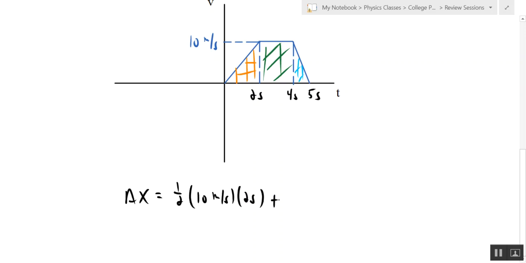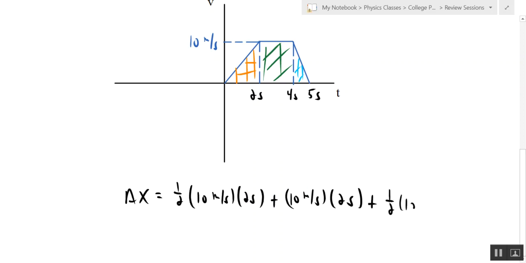And then for 2 to 4 seconds, it's a rectangle. The area of a rectangle is just the length times the width, or the height times the base. So it's 10 meters per second times 2, right? Because the width is 2 to 4, so it's 2 seconds. So from 2 to 4 seconds, it goes 20 meters. So from 0 to 4, it goes 20 meters plus 10 meters, 30 meters.